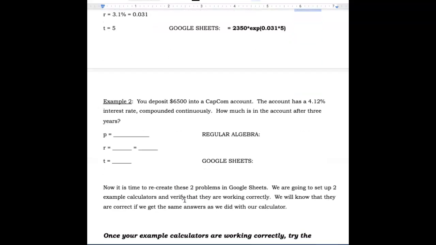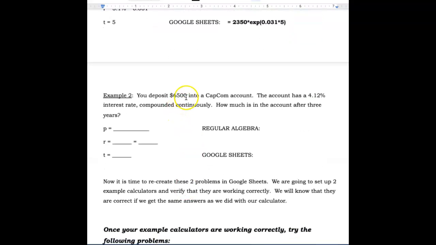Alright, let's just take a look at example 2, same idea. You deposit $6,500, so that's your principal, into a Capcom account. The account has a 4.12% interest rate, which is 0.0412. Decimal point gets moved over 2 places, as we know. How much is in the account after 3 years?